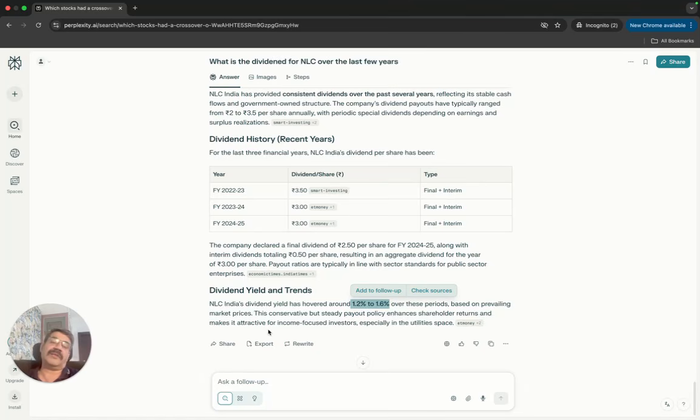But now with all this access to the data, Perplexity is a great tool for Indian investors and traders.